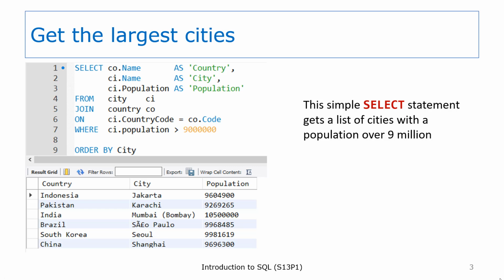We'll be working with the city table and the country table in the world schema. The first select is shown on this slide. It is a query that gets the list of cities that have a population over 9 million. This select gets the city and the population of the city from the city table. It uses a simple join to get the name of the country from the country table. As you can see, there is nothing tricky or complicated about this query. It's just a simple select that uses a join to one other table. The order by clause sorts the list in order by the city name.